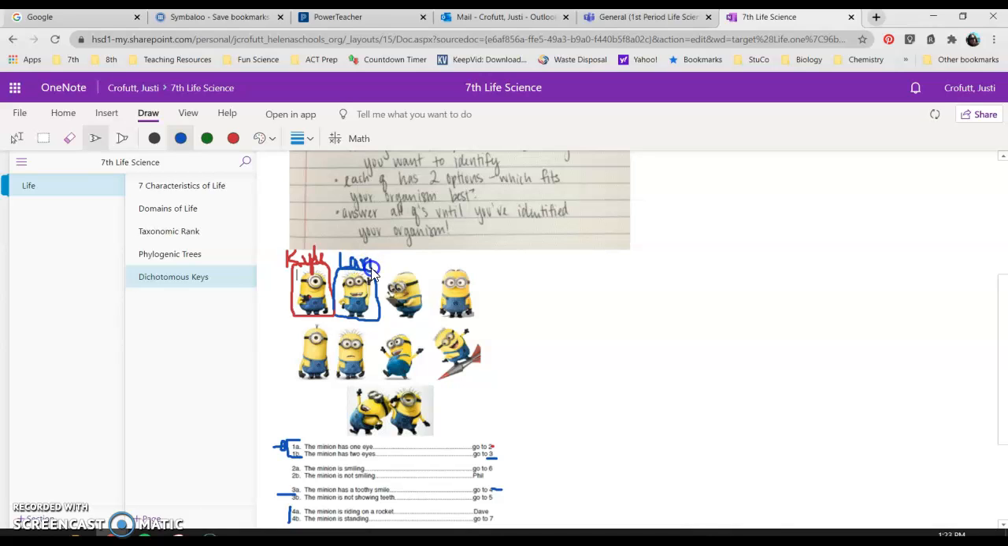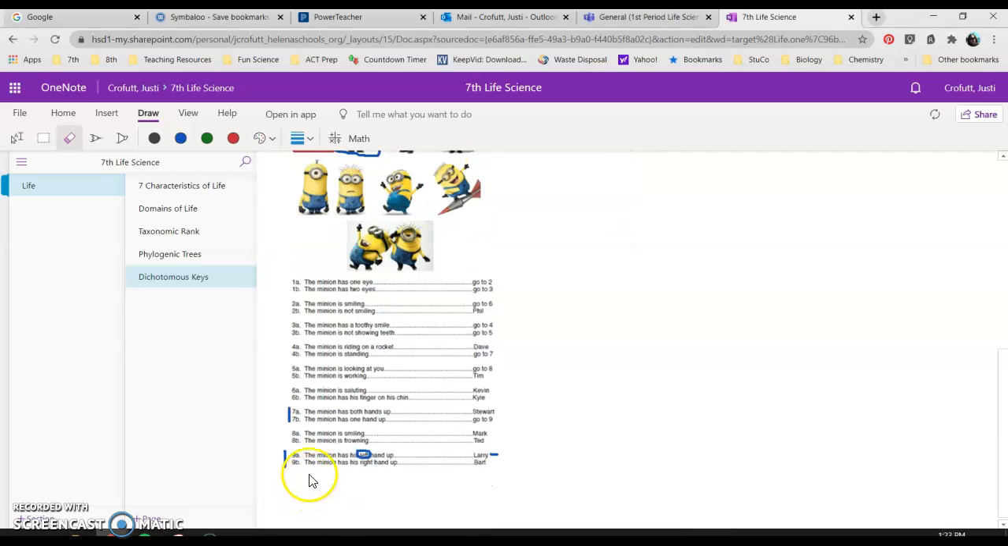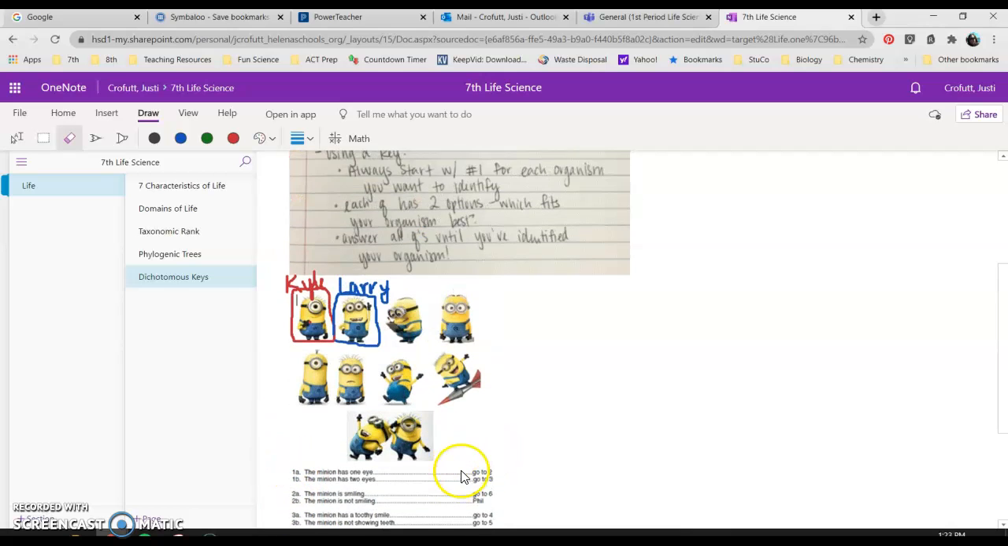So we can go ahead and write Larry up there. All right, let's go ahead and erase some of the marks we've made. I'll do 2 more minions for you guys, and then you'll do the rest of your examples on your own. I'll do 1 more example. I think you guys are kind of getting the hint.